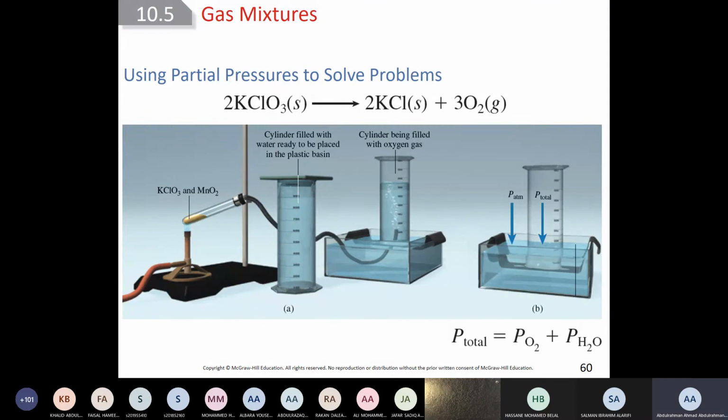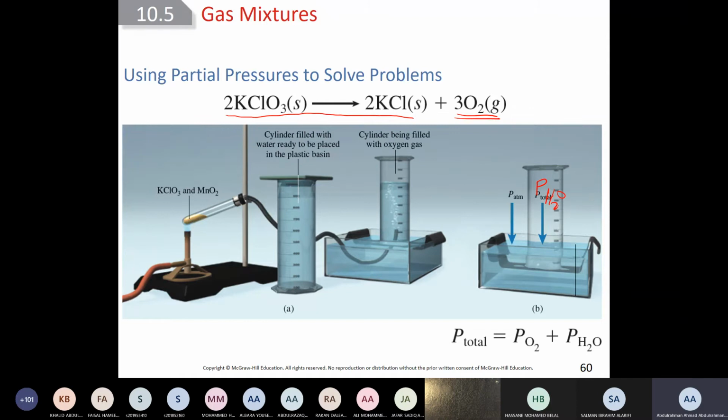Now, when we collect gas over water, there will always be pressure of water in this water here. So the pressure of water is always there. That's why we have to know what the pressure of water is. The pressure of water is always constant at a certain temperature. So if you are doing an experiment in which you collect a gas, any gas, for example, we are reacting KClO3 to collect O2 in this tube.